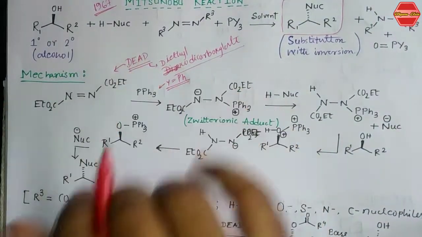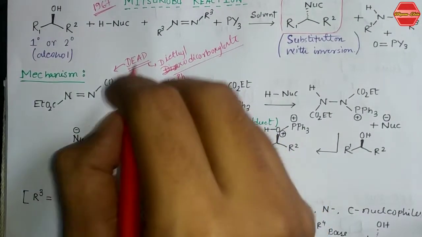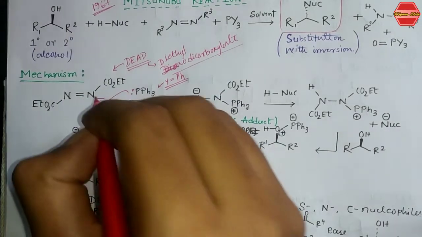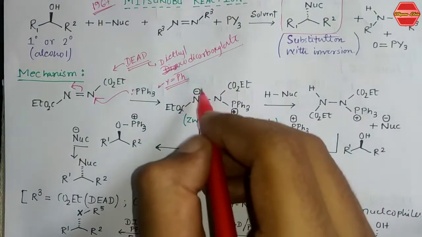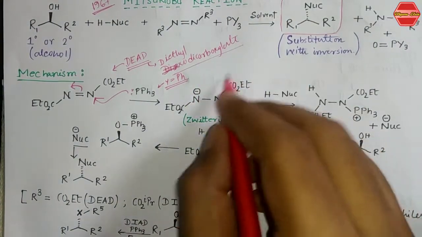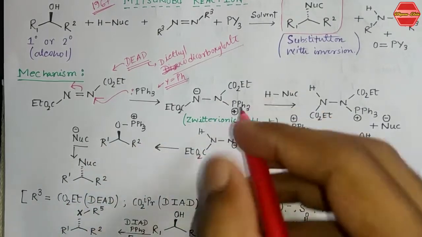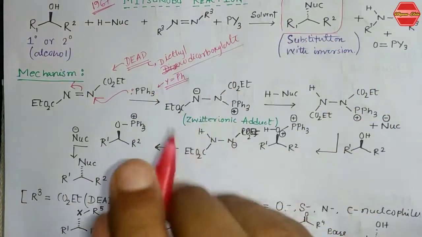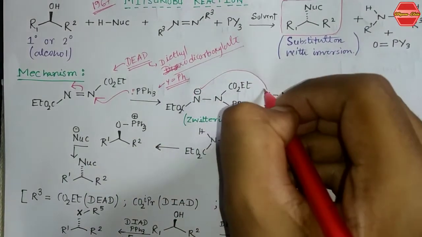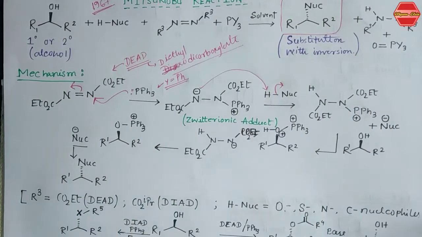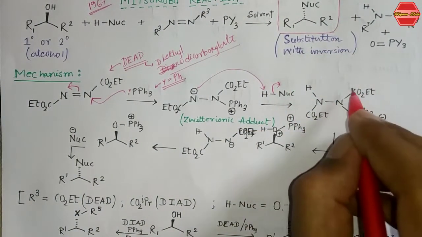Now how does the reaction take place? The first step is that PPh3 has a lone pair, so it will attack this nitrogen center and these bonds go to this nitrogen. So you have the negative charge over here and you have PPh3 plus and this overall group. This is basically the zwitterionic adduct. Now the step 2 is that this negative charge takes a proton from this nucleophilic hydrogen, and this goes like this. You can see that Nu minus is free and you are getting this kind of product.